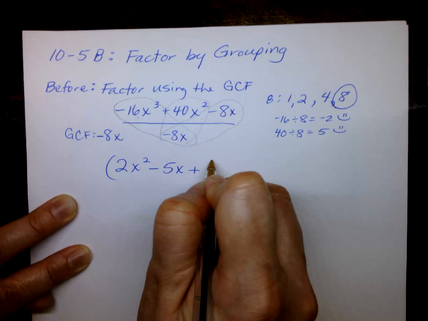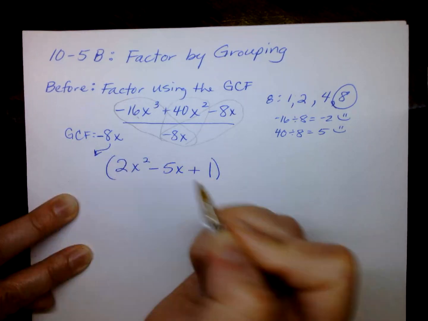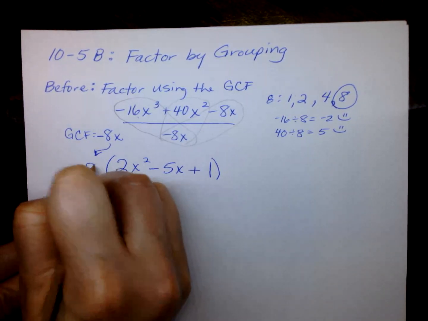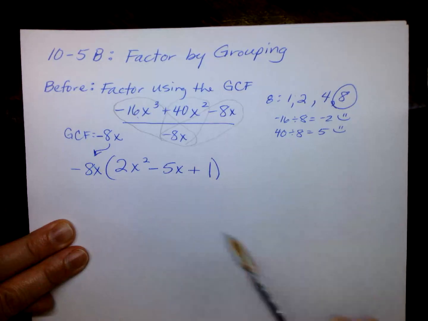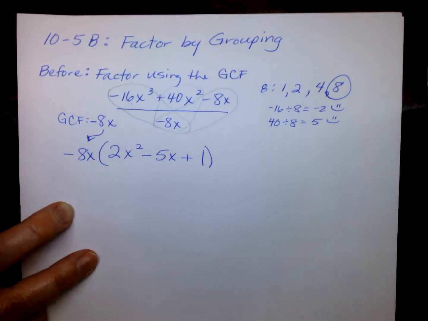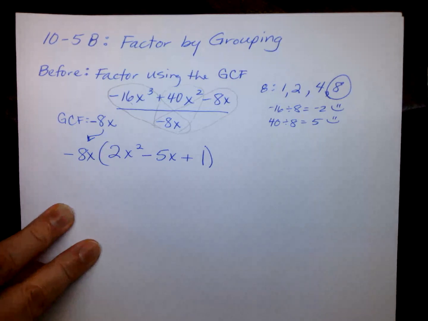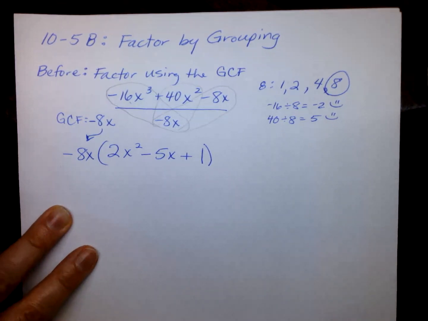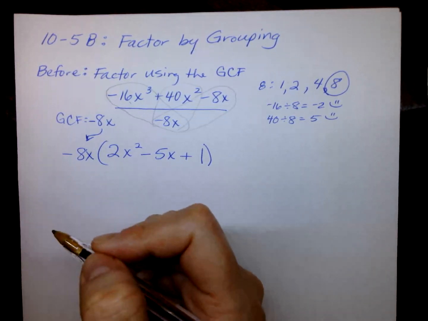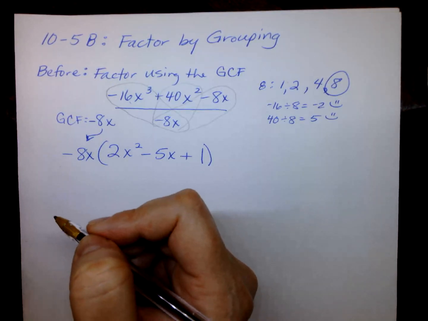So to finish this problem, we need to put our GCF out front. I'll write negative 8x in front of the parentheses, and then this trinomial is the rest of the answer. Okay, so that is not factor by grouping. That's just factoring with the GCF. So why do we need a new method? It looks like factoring with a GCF works just fine. But let's check out a different kind of problem.